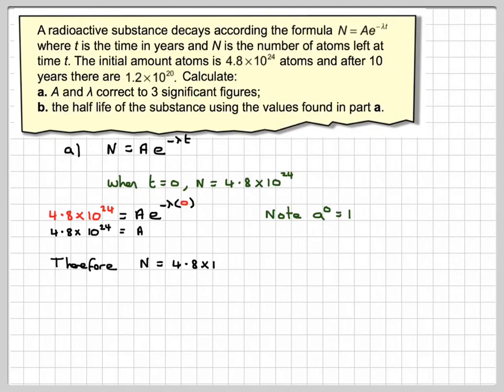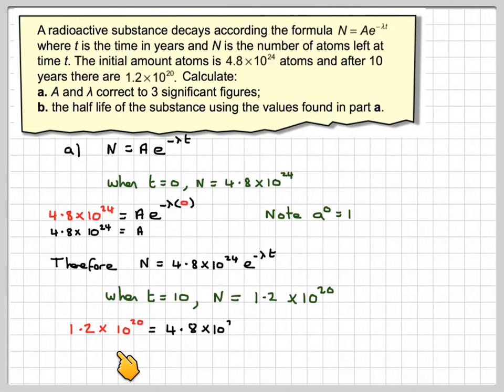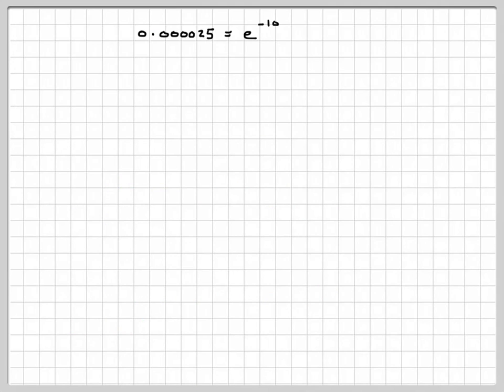And therefore we're just left with A equal to 4.8 × 10^24. So our formula will now become N = 4.8 × 10^24 × e^(-λt). When t is equal to 10, N will be equal to 1.2 × 10^20. So we've got 1.2 × 10^20 is equal to 4.8 × 10^24 e^(-λ × 10). So that's going to give me 0.000025 is equal to e^(-10λ), which is what I've got to solve.